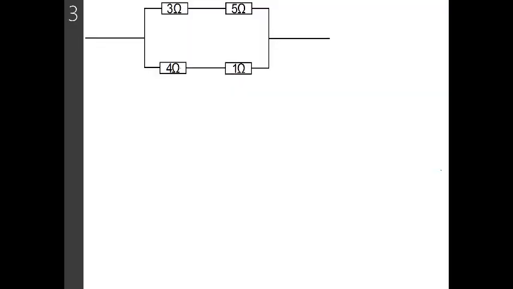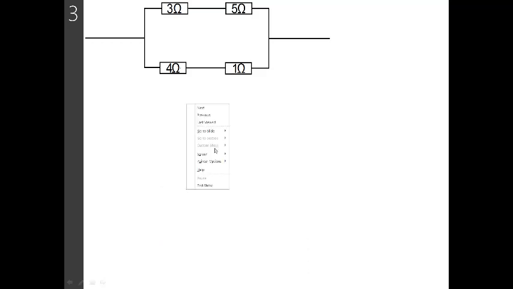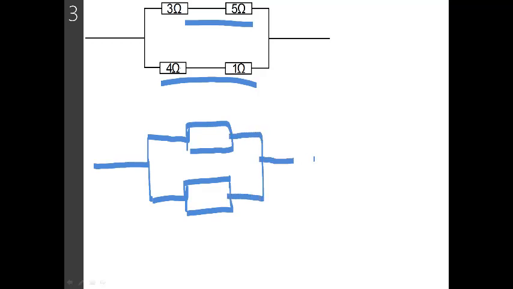Number 3, we have this kind of setup. For this kind of setup, all you have to do is, because these are in series, these are also in series, simplify this diagram and have this kind of setup. I repeat, please, my diagrams appear weird because I don't have a stylus.